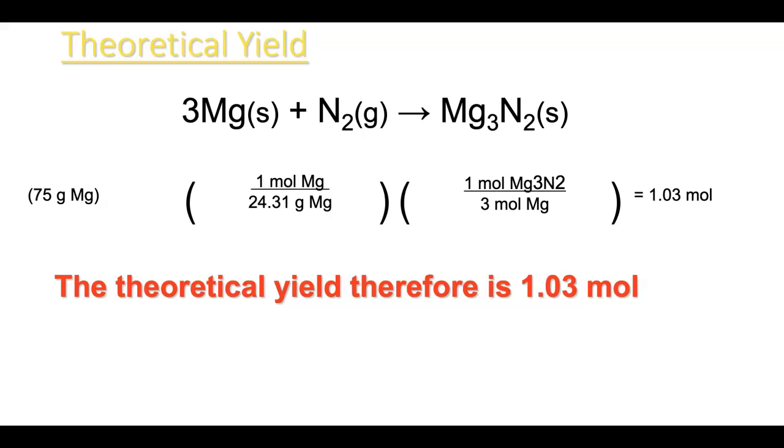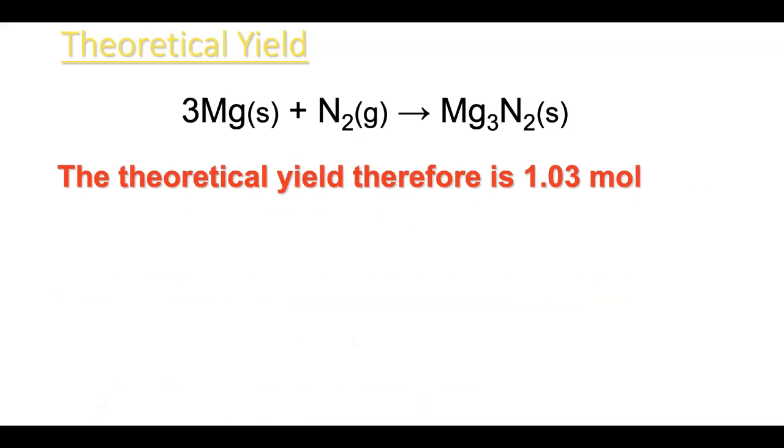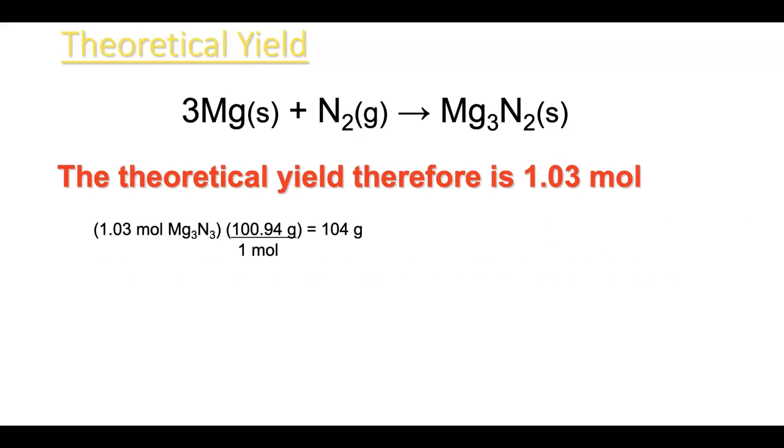But of course, people don't want us to report chemicals in moles. So how do we convert from moles to grams? The molar mass. So I would calculate my molar mass of magnesium nitride at 100.94 grams. Multiply straight across the top. Notice my moles cancel out or diagonally drop, and I've got grams. And so again, my theoretical yield with that 1.03 moles is 104 grams.